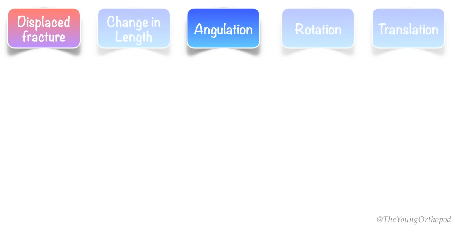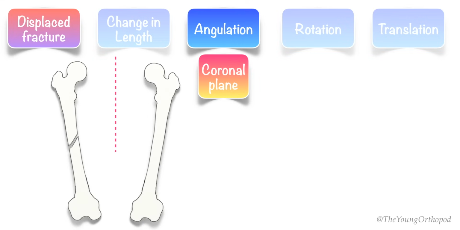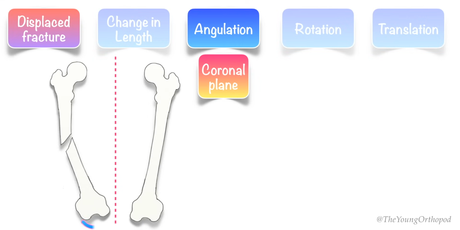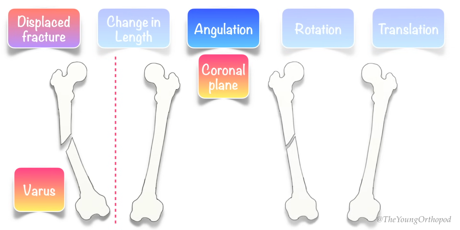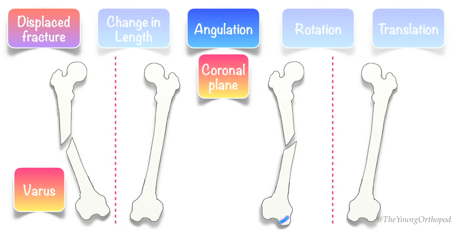Angulation is described by the reference to the apex of the fracture. In the coronal plane, a fracture with displacement of the distal fragments towards the midline, with its apex pointing laterally, is said to be in varus. A fracture with its displacement of the distal fragment away from the midline, with the apex pointing towards the midline, is said to be in valgus.